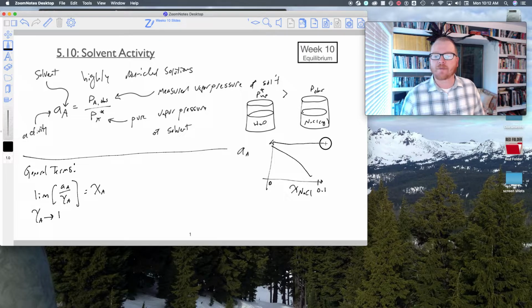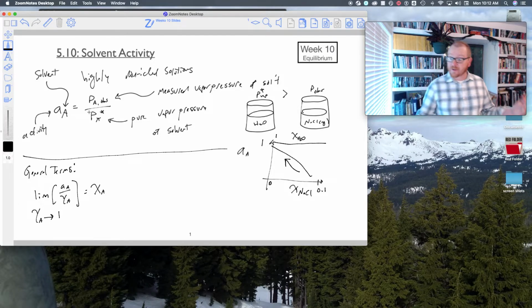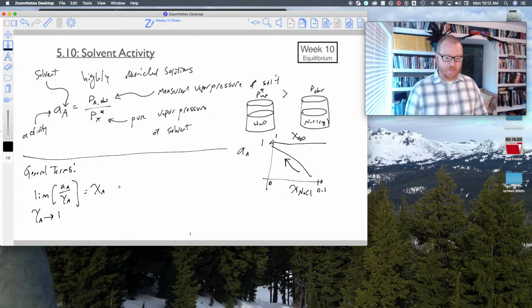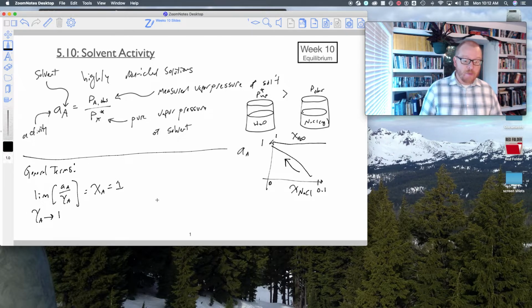But we know on the top of this graph, if I made this chi H2O, where chi NaCl is 0, chi H2O is 1, right? What this limit is saying is, as you get to a more and more dilute solution, your activity approaches 1, so it approaches the pure case. Hopefully that makes sense. So that all equals 1 as you approach that limit. All right.